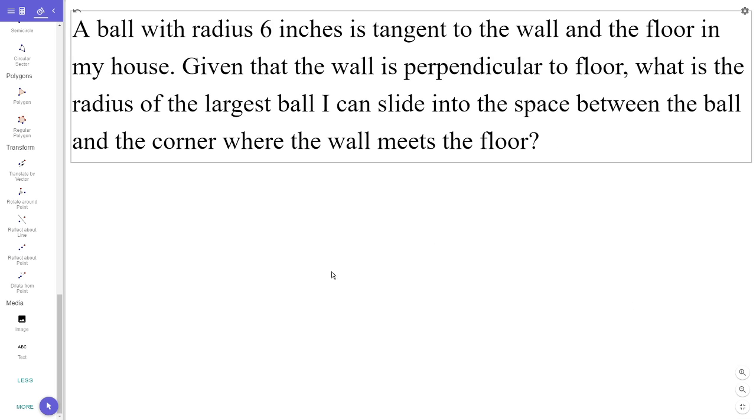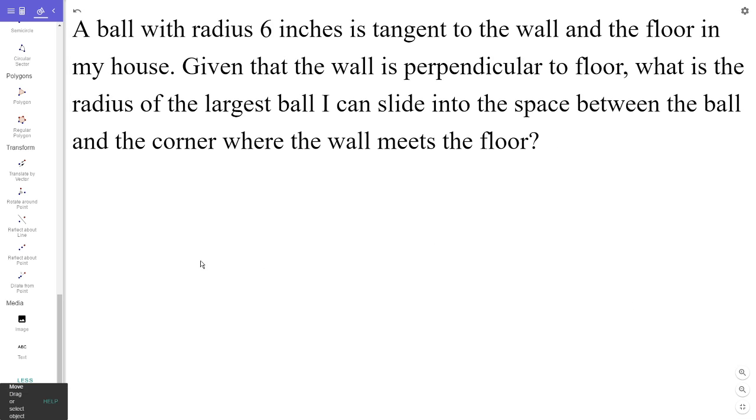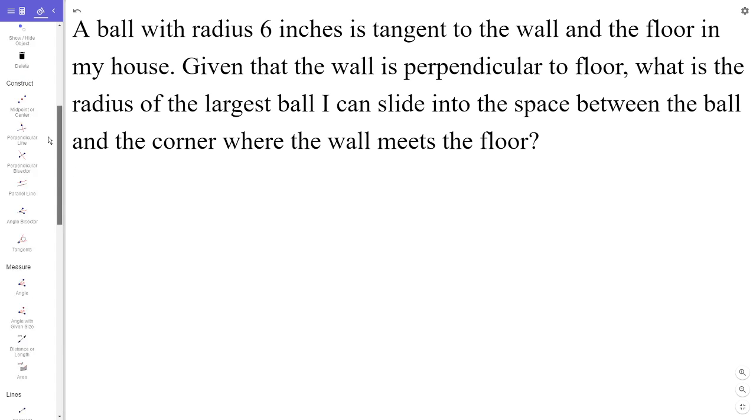Hello everyone. So let's read over this problem. A ball with a radius of 6 inches is tangent to the wall and the floor in my house. Given that the wall is perpendicular to the floor, what is the radius of the largest ball I can slide into the space between the ball and the corner where the wall meets the floor? Alright, this is kind of wordy, so let's just start.